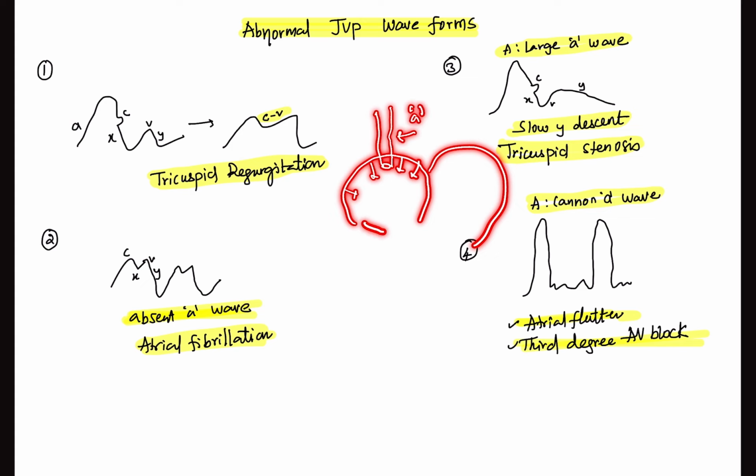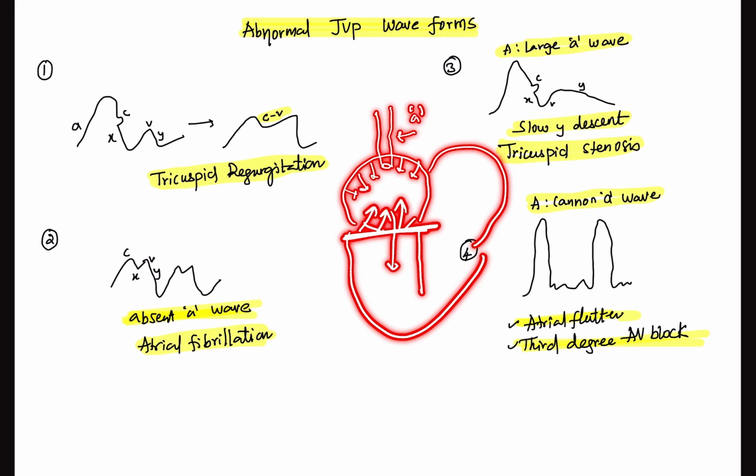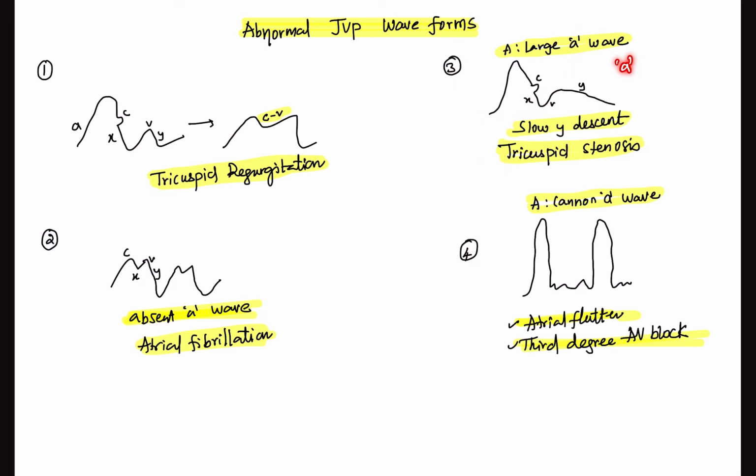At the same time, the tricuspid valve is opening and some blood is entering into the right ventricle. But if the tricuspid valve is stenosed, what happens? Already there is an increase in pressure. So because of the stenosis, there is more increase in pressure, and this will produce a large A wave. So a large A wave in clinical literature is represented as capital A.